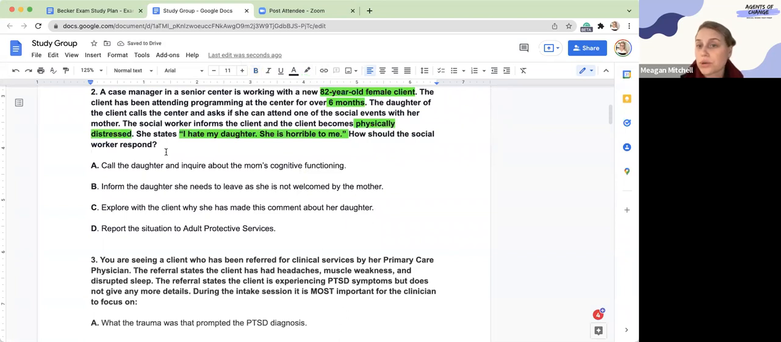How should the social worker respond? 82-year-old client, you've been working with, daughter calls and says, "I want to come to the center." And the mom says, "I hate her. She's horrible to me." What do we do? Go ahead, put your answer in the chat and why. I will read the answer choices. A, call the daughter and inquire about the mom's cognitive functioning. B, inform the daughter she needs to leave as she is not welcomed by the mother. C, explore with the client why she has made this comment about her daughter. Or D, report the situation to Adult Protective Services. How do we respond? It's the best answer.